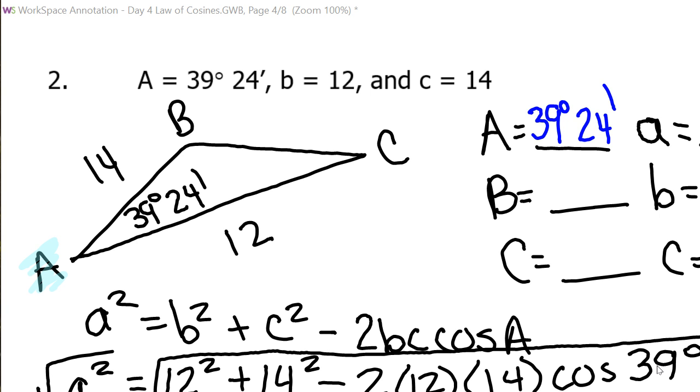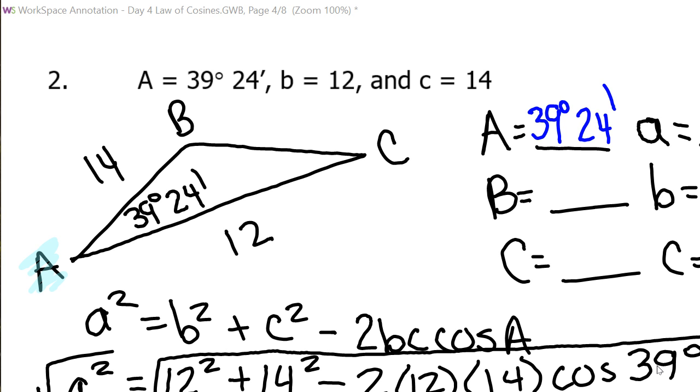Now I have an angle and side pair, so technically I could use the law of sines as long as angle B or angle C cannot be obtuse. But is it possible for angle B or C to be obtuse? Could they be more than 90? Yes, so I can't use the law of sines. What do I have to use if it could be obtuse? I have to use the law of cosines again.